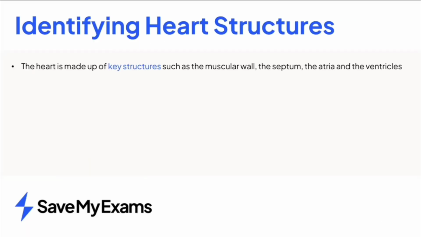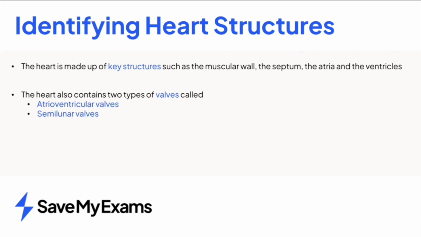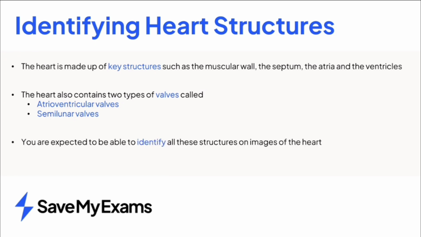In summary, the heart's main structures are the muscular wall, the septum, the atria and the ventricles. The valves of the heart are called the atrioventricular valves, which separate the atria from the ventricles, and the semilunar valves, which separate the ventricles from the arteries. Both sets of valves prevent backflow of blood. You are expected to be able to identify these structures on diagrams of the heart.